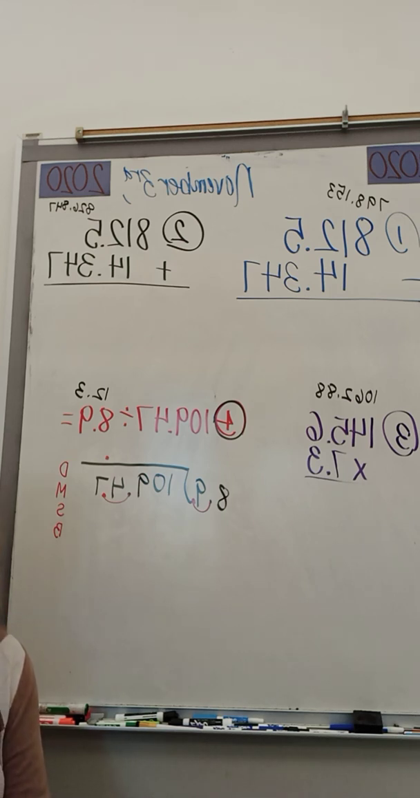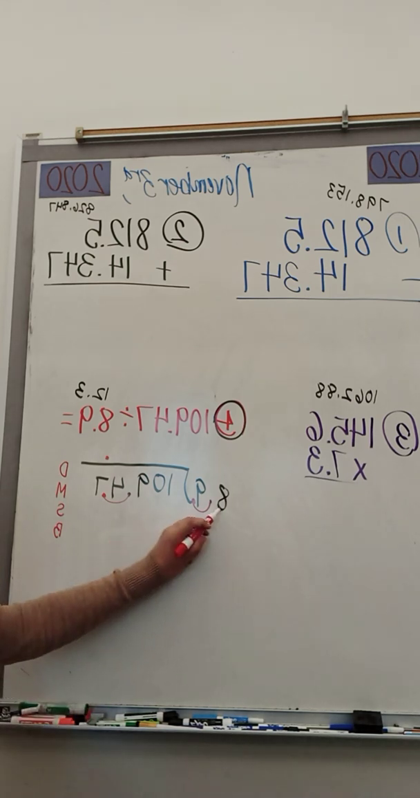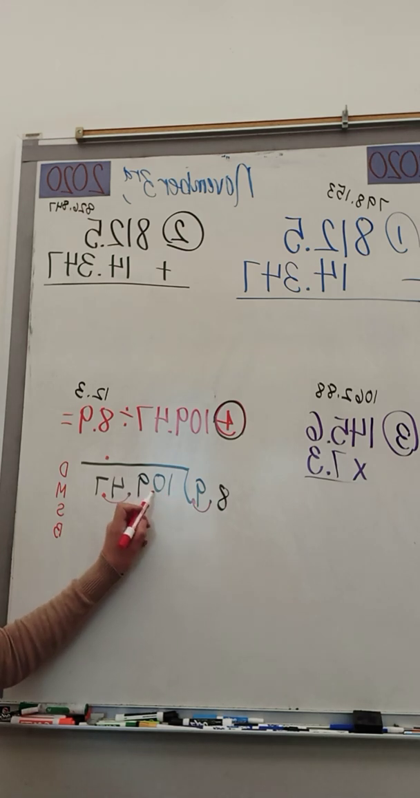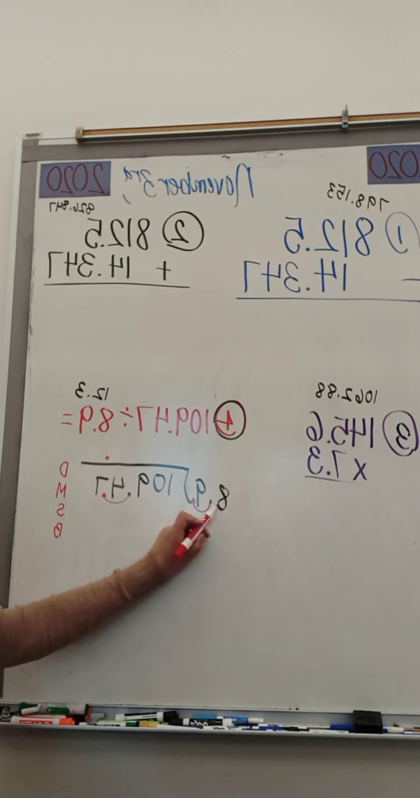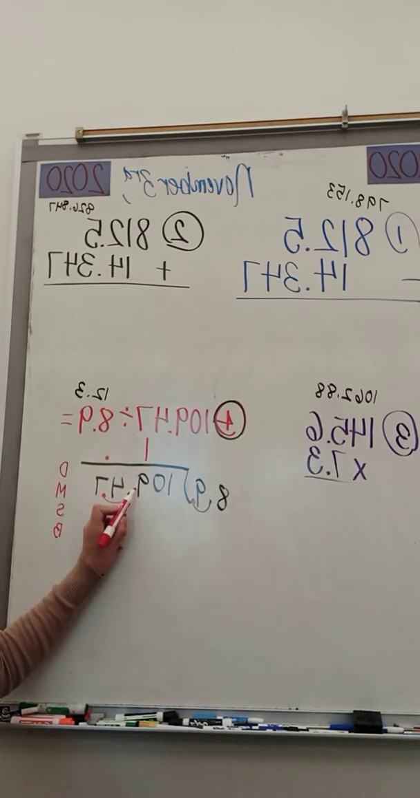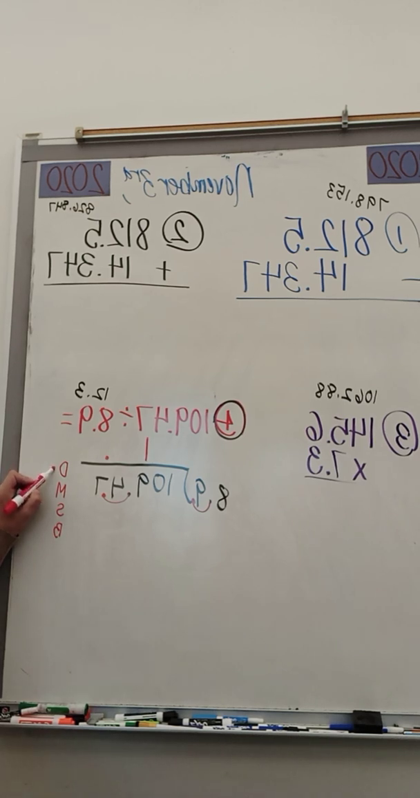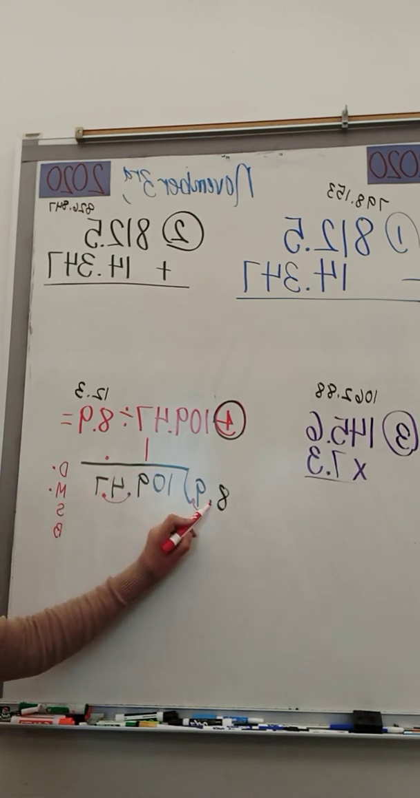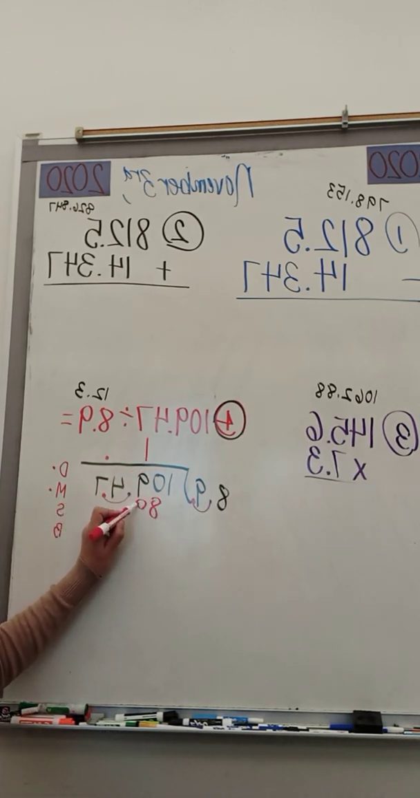Jonathan, participate. Okay, 89 doesn't go into 1 or 0, but it does go into 109. I can get one group of 89 out of 109. So I just divided. Now I multiply. 1 times 89 is 89. Now I subtract.